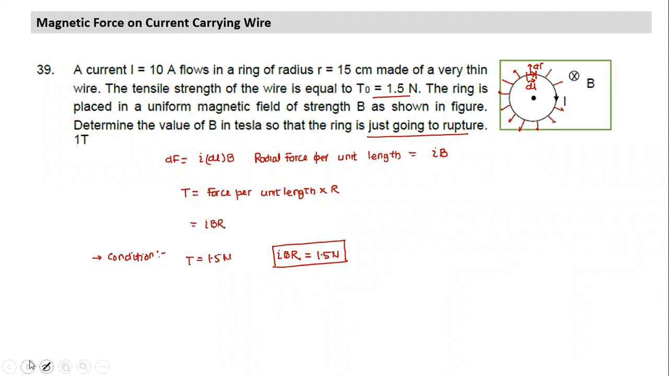Sir, how did you get that equation there, sir? How do we know that? Tension equals force per unit length into radius. I have done this derivation twice. So think in your mind now, how do you do it? Otherwise, I will do it again in the evening session.